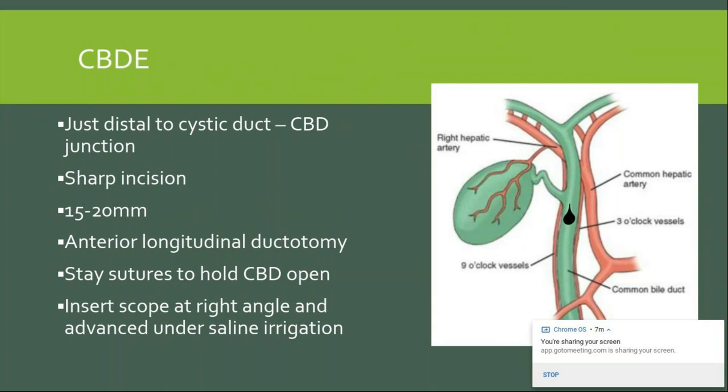Before you make your incision, I would put stay sutures, two different U stitches on either side of your incision, so you can hold it open. And then when you insert your scope into the common bile duct, you want to do it at a right angle, and you want to use that pressure bag to advance under saline irrigation to distend it so you see what you're working with.